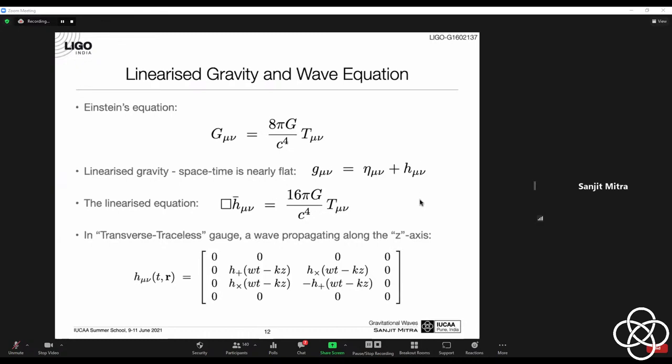Then the main correction that you see comes really close to compact objects like neutron stars and black holes. There the gravity is strong. So there the main effect of general relativity comes.